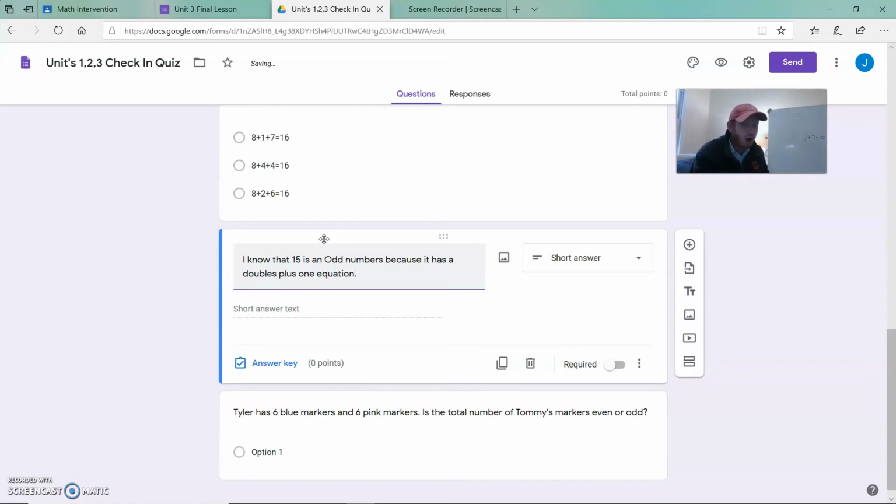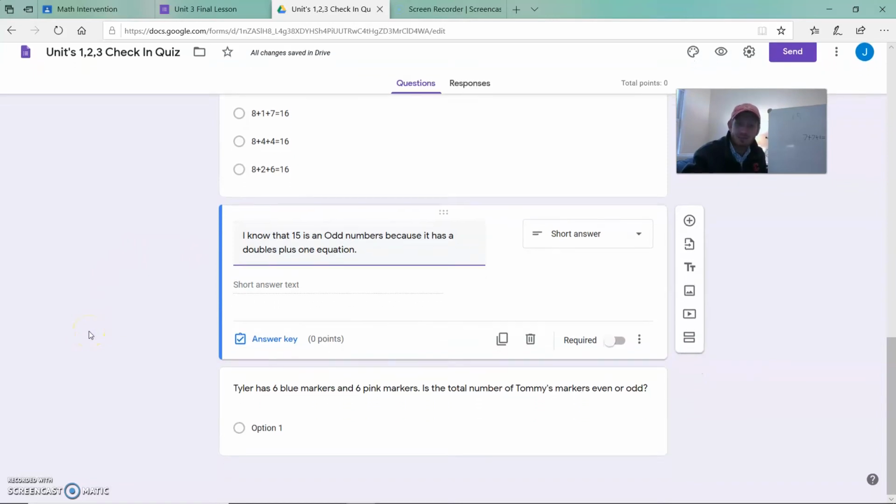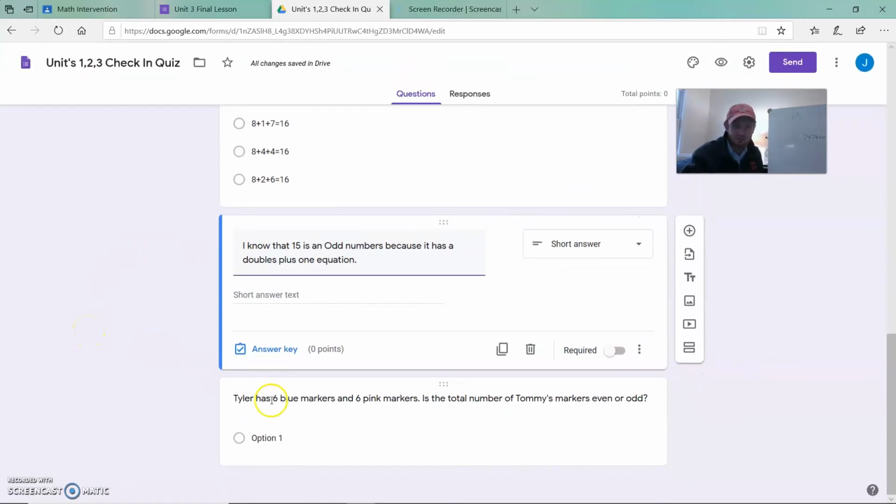Now, there were a few other ways you could have done this. So if you had another really good way, that's okay. This is just one of the ways to show that this number was an odd number. Okay, let's move on to the last question. Tyler has 6 blue markers and 6 pink markers. Is the total number of Tommy's markers even or odd?